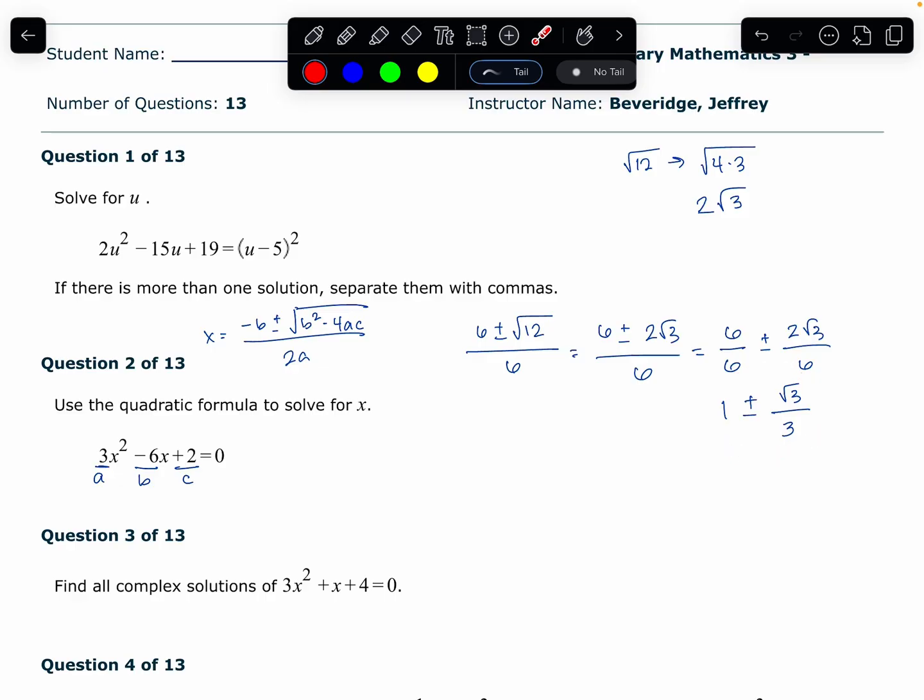My answer is going to be, yeah, I think I can leave it like that. I think that will be okay. All right, so that's question 2.